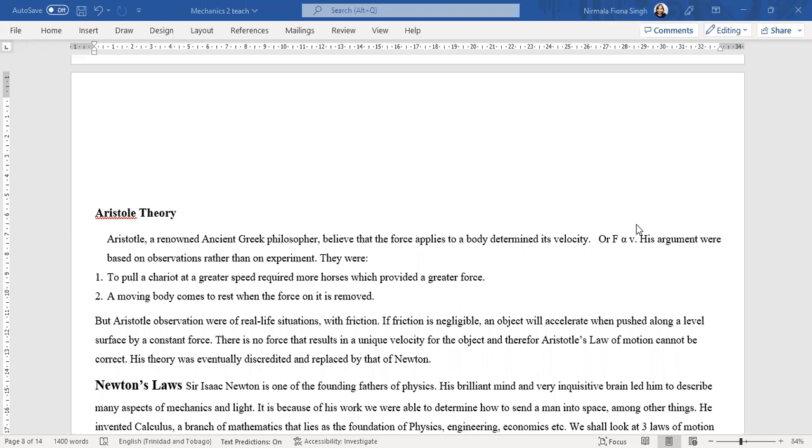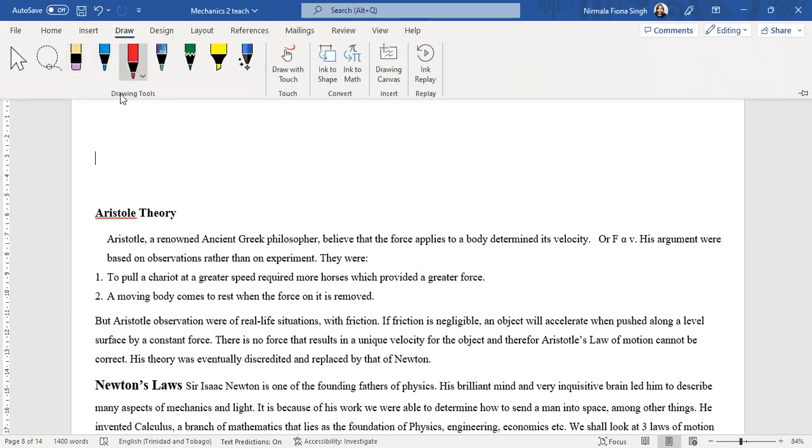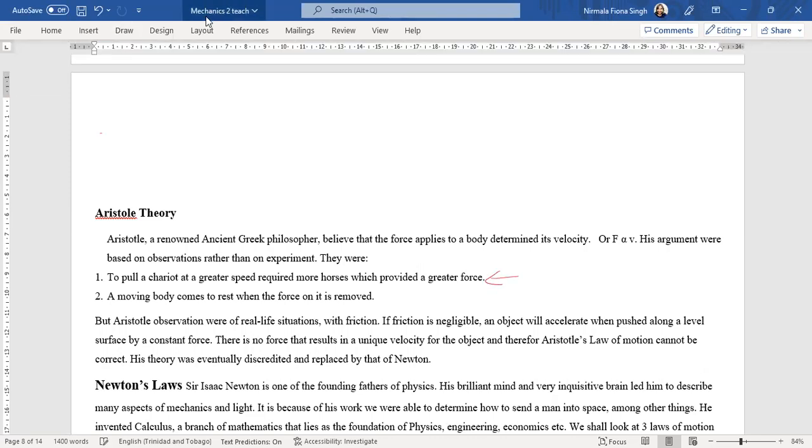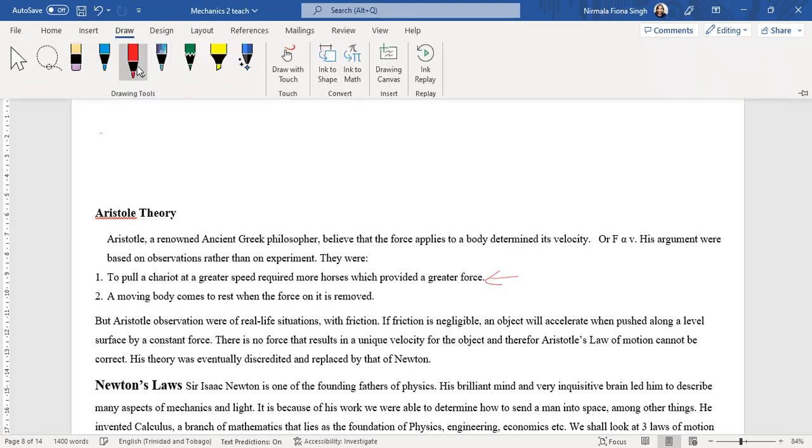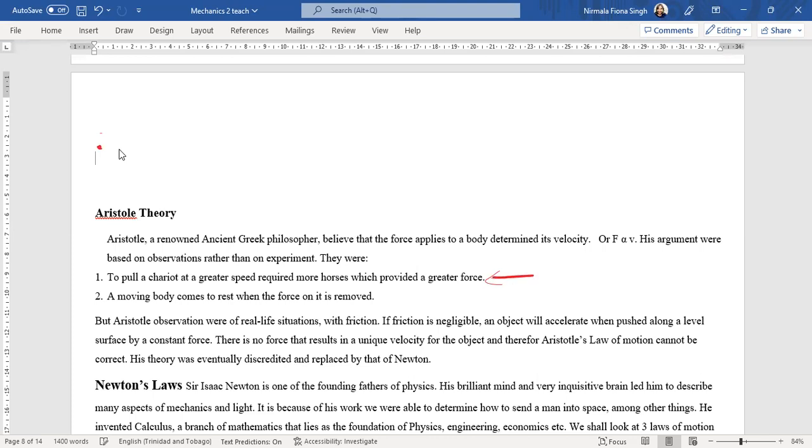Okay, so when it came to Aristotle's first observation, he looked at it a little correctly, but he didn't take the whole story into consideration, because the weight of the chariot was now being shared by more horses. And when the weight of the chariot is being shared by more horses, obviously the weight each horse had to carry would have been less.